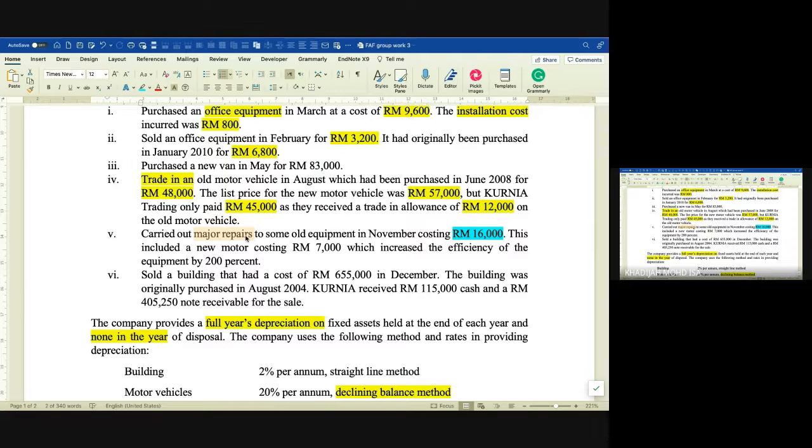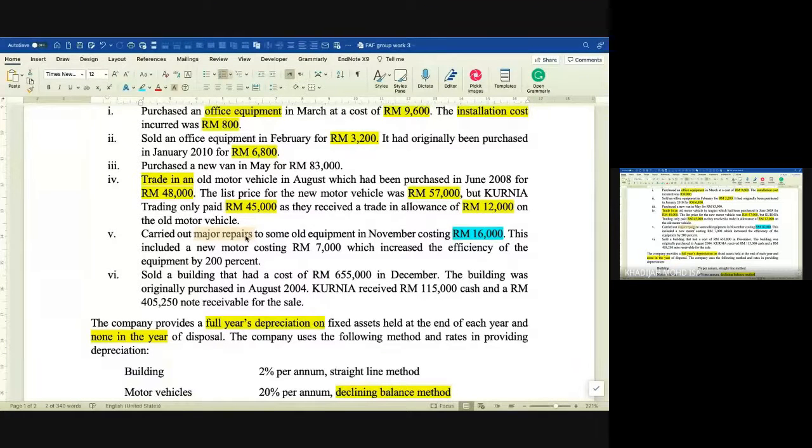Why? Because for the 7,000, you debit your equipment. Debit equipment 7,000, because this increases the value of the equipment, since now the efficiency increased by 200%. So in other words, you capitalize the cost, and the balance of the repair, which is the 9,000, you put under repair expenditure. But you credit what you pay for the repairs, 16,000. So you credit your repairs. Is that clear? Who asked earlier? Yes, madam. Clear? All right.